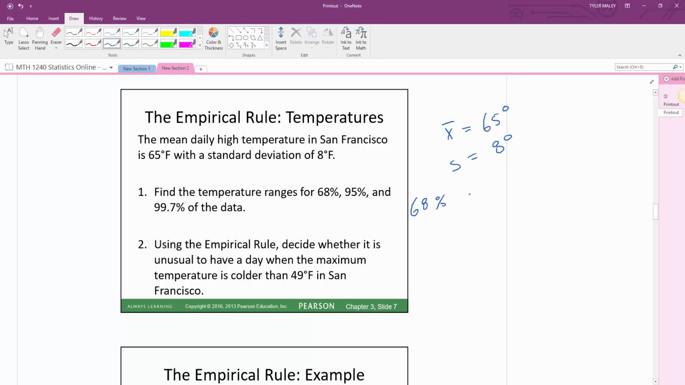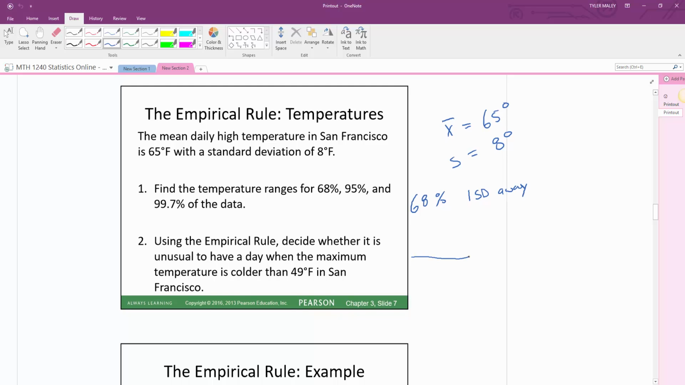remember that this is 1 standard deviation away. So here's my number line. Here's my mean. I want to go 1 standard deviation this way and 1 standard deviation this way. So this is negative 1 standard deviation and positive 1 standard deviation away. I know the mean value is 65, and the standard deviation is 8, so I need to add 8 to get to this one and then subtract 8 to get to this one.